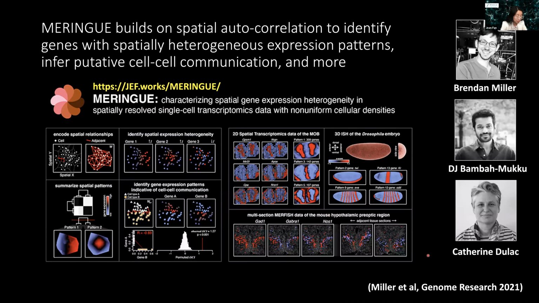So we developed this R package called MERINGUE to play on the name of Moran and MERFISH, and it also happens to be one of my favorite desserts. But we build on this spatial autocorrelation analysis to specifically identify genes with spatially heterogeneous expression patterns, and also infer putative cell-cell communication, but focusing on situations where we're dealing with non-uniform cellular densities, which we expect within tissues.